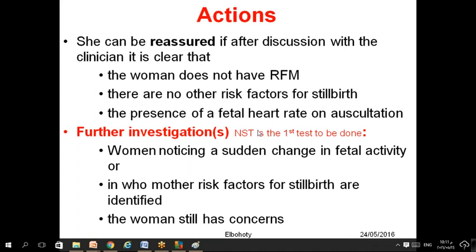Okay, so if you find that a woman is persisting on the absence or the change in the fetal activity, or even if she started to be reassured or feels it's started to move, but you have many risks for stillbirth, so we need to have a confirmatory test which is non-stress test. Okay.